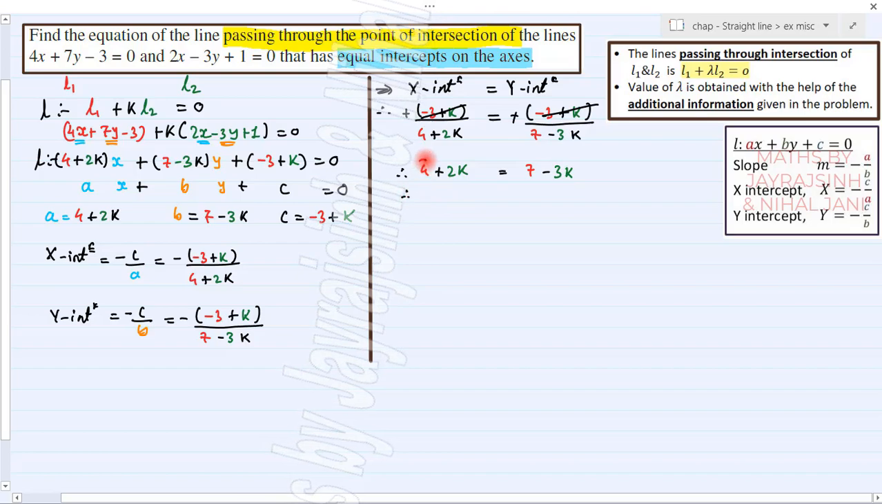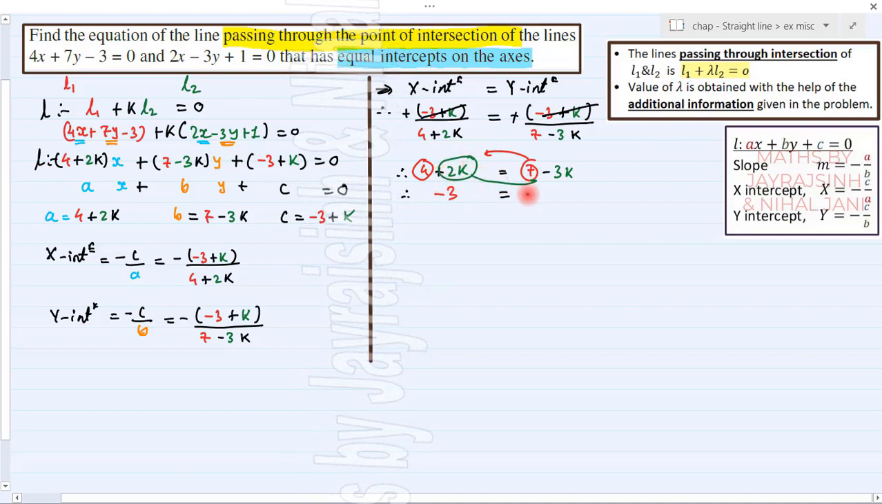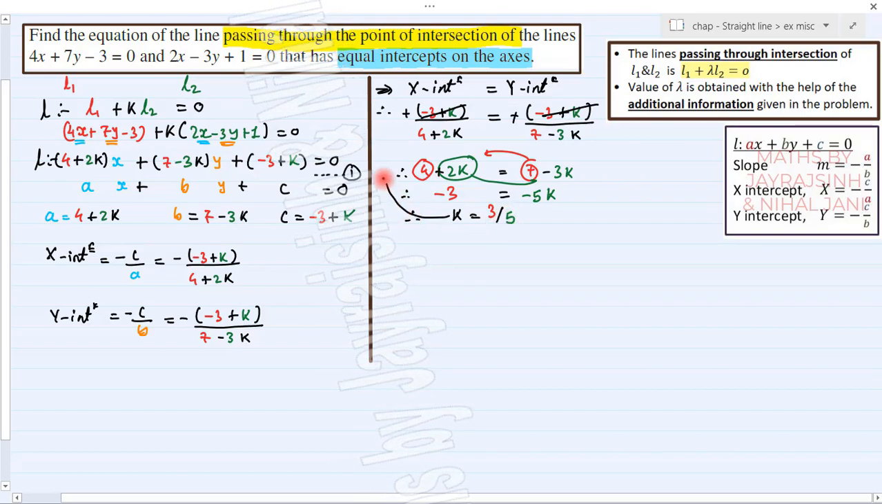Or we can say 4 minus 7 will be minus 3, and on the right hand side, if we take 2k, we will get minus 5k. Or we can say your k must be 3 by 5. Now let's substitute the value of k in equation number 1.